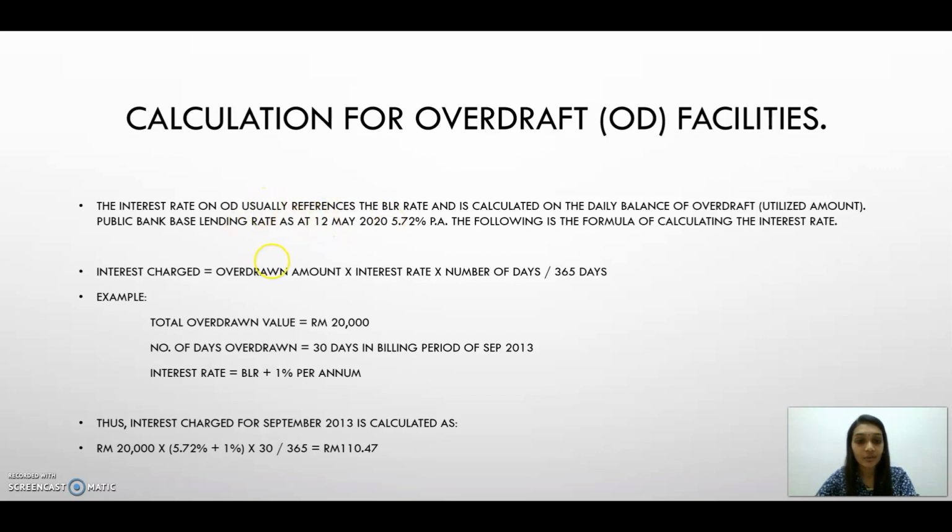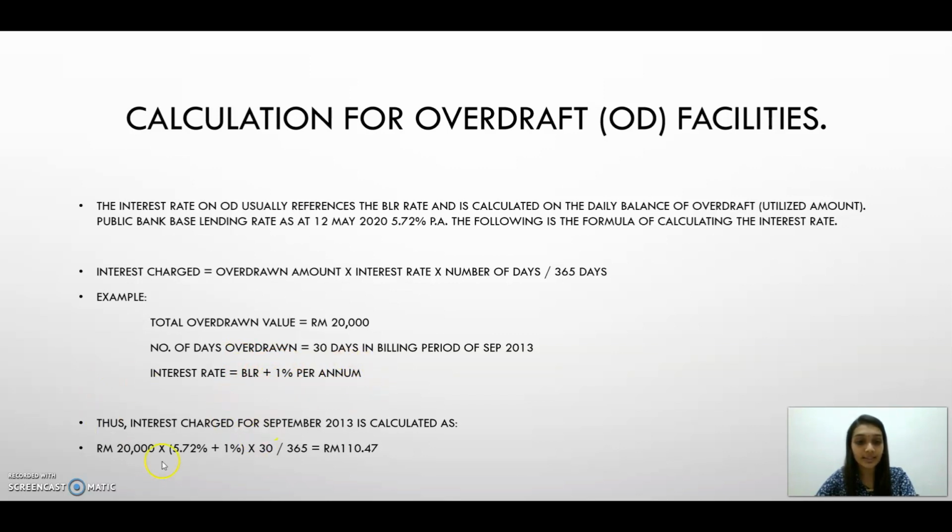Okay, the following is the interest charge formula calculation. Interest charge equals the overdrawn amount times interest rate times number of days divided by 365 days. So here is the example. Total overdrawn value is 20,000. Number of days overdrawn is 30 days in the billing period of September 2013, and the interest rate is base lending rate plus 1% per annum.